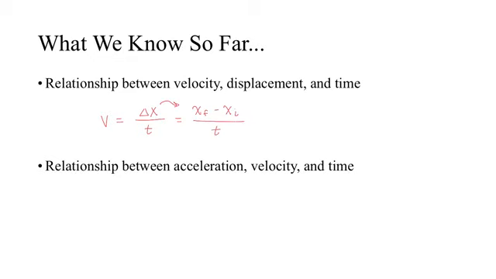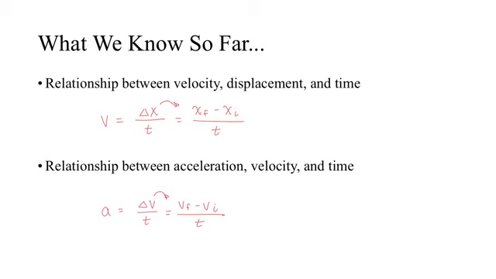We also know the relationship between the acceleration of an object, its velocity, and its time. We've defined acceleration as the change in velocity over time, and this change in velocity is defined as the final velocity of an object minus its initial velocity, over time. We can take these two equations and rearrange and combine them to get some really useful relationships that relate velocities, accelerations, times, and displacements.